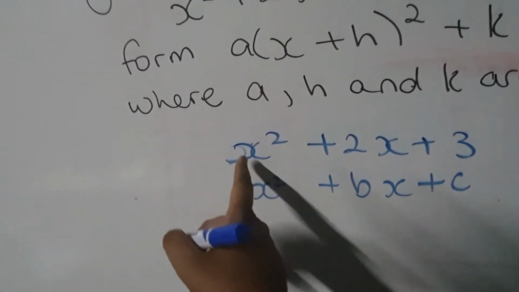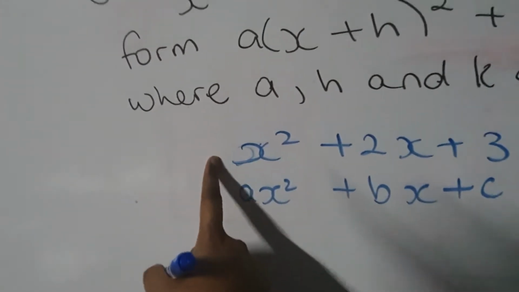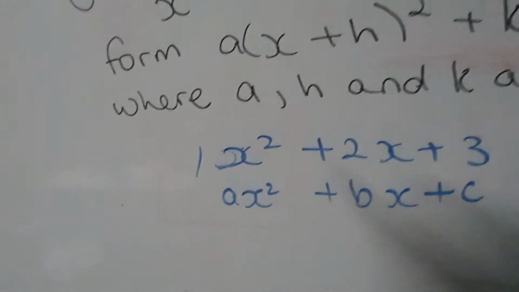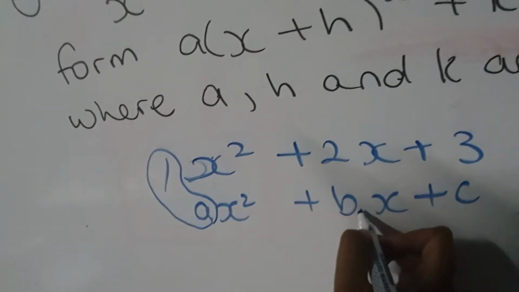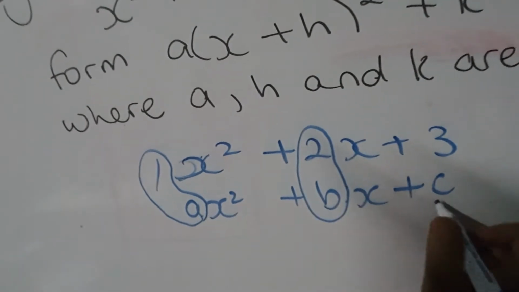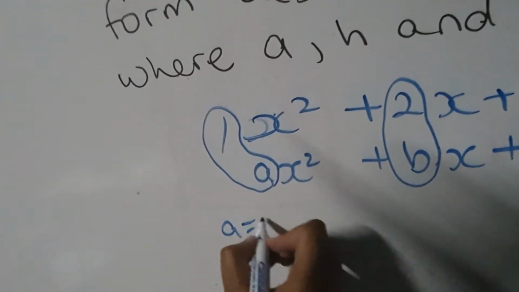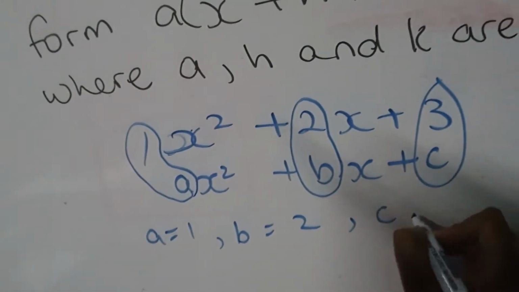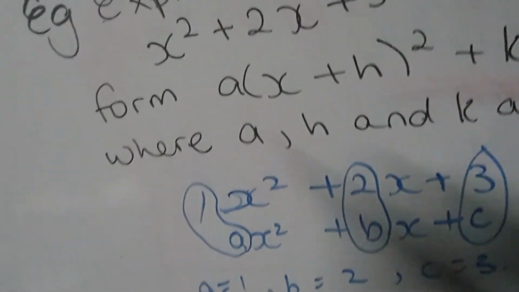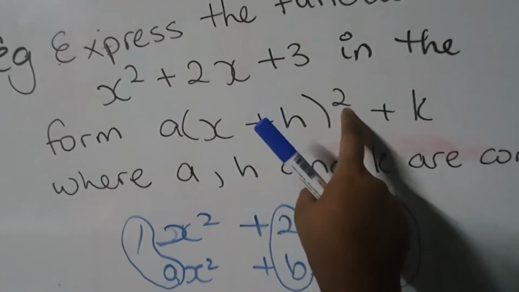a is always the number in front of your x squared. Well, when you don't have a number in front of it, it is understood that there is a 1 written in front of it, right? So a is 1, b is 2, and your c is 3. So let's write that down. a is 1, b is 2, and c is 3. Right.